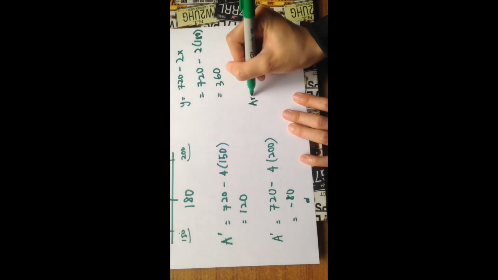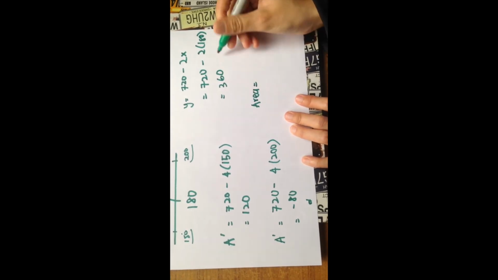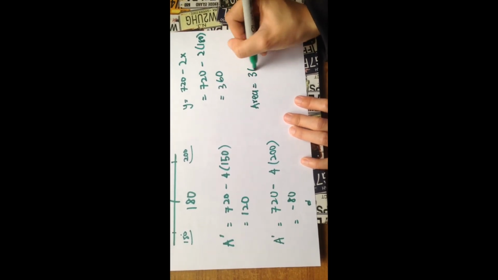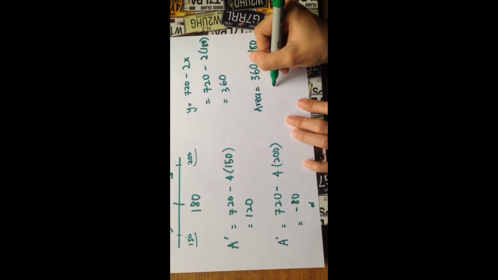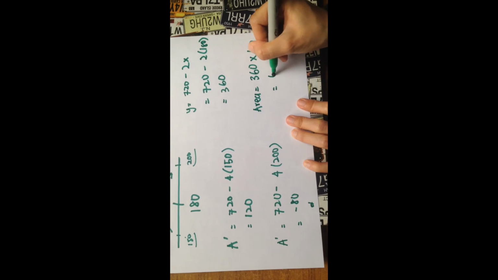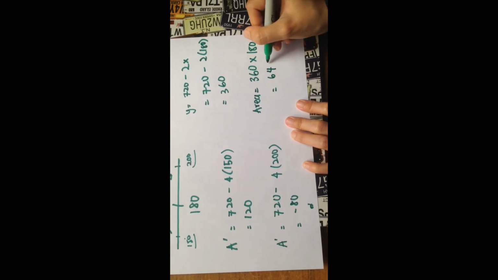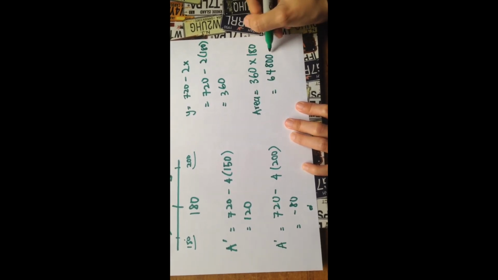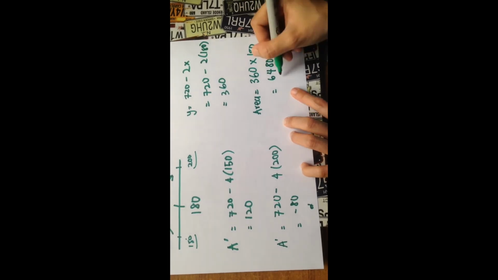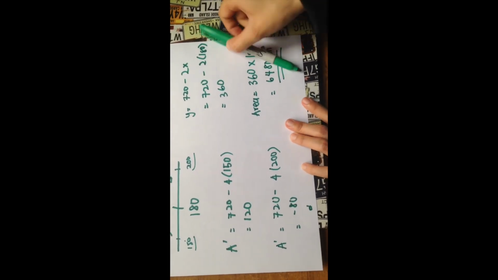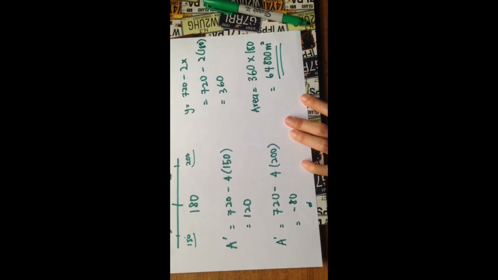So the area we got is 360 times 180. So the area is 64,800 millimeter squared. Maximum.